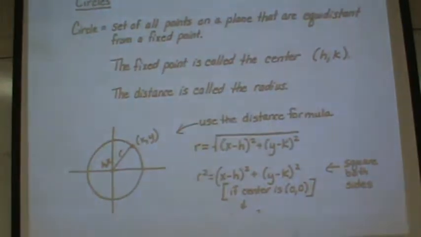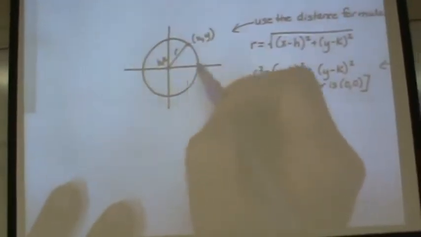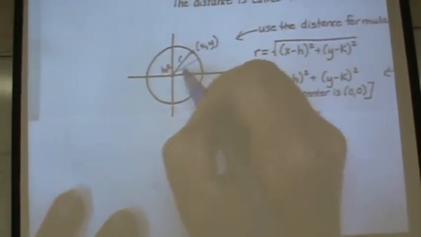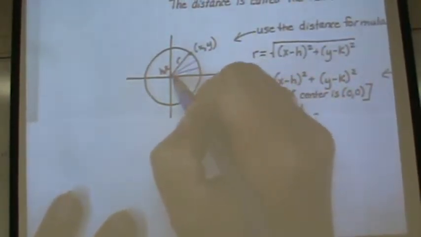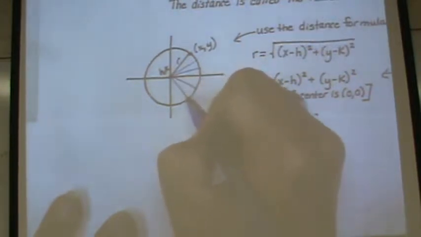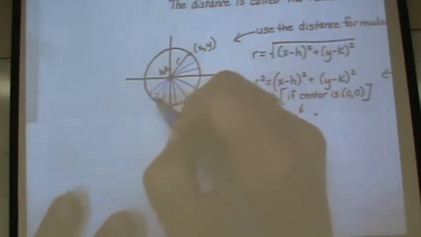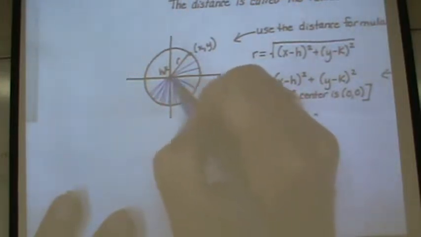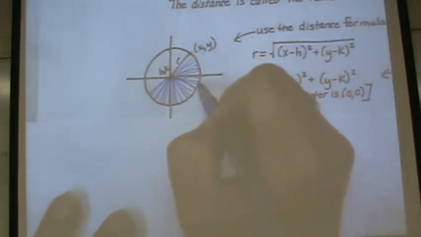That fixed point is the center. So we've been working with this unit circle. What do you know about the radius? It's half the diameter. Okay, you do, yeah, you know that. But are all the radiuses the same? What are they? They're all the same. So think of all the points that are equal distance. The equal distance part is the radius. So that's how you come up with your circle.